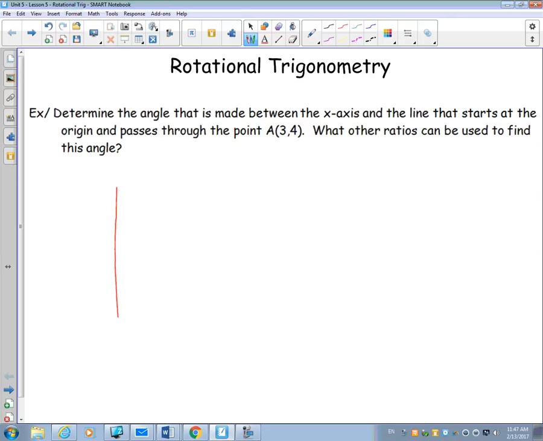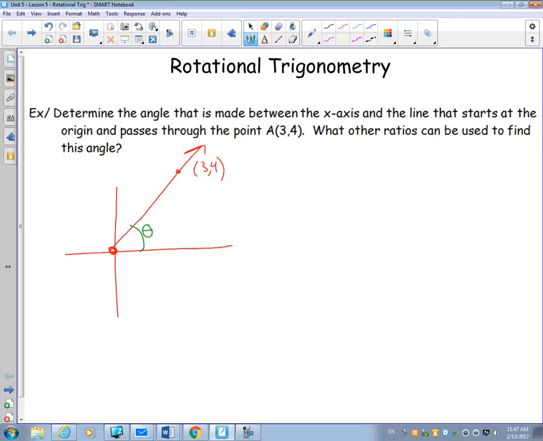So if we were to draw that, obviously the origin's here. The point 3, 4 would be up here somewhere. And if I drew a line that goes through there, we can see that we have an angle formed right here. That's what we're being asked to find. So let's figure out that angle. How could I do that?